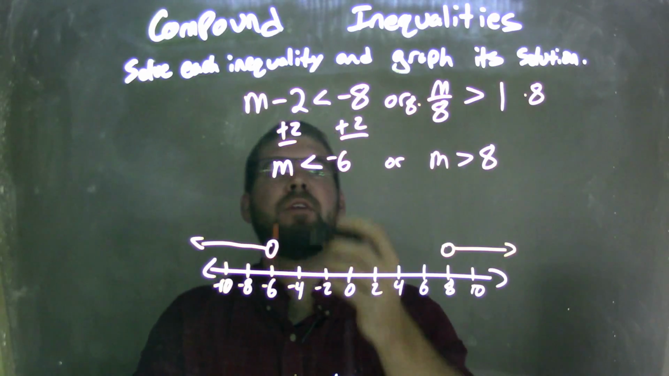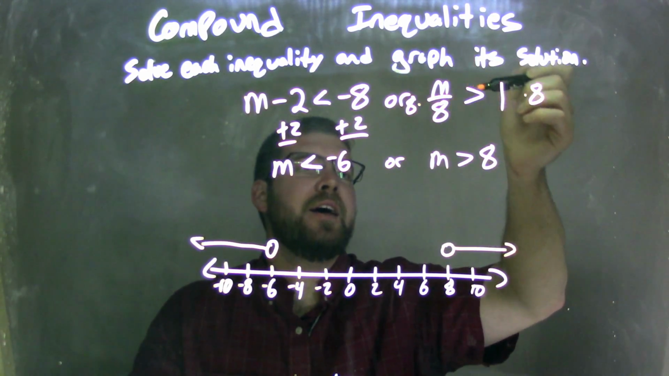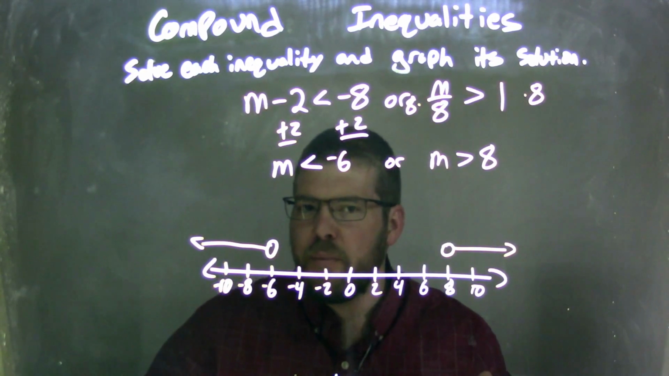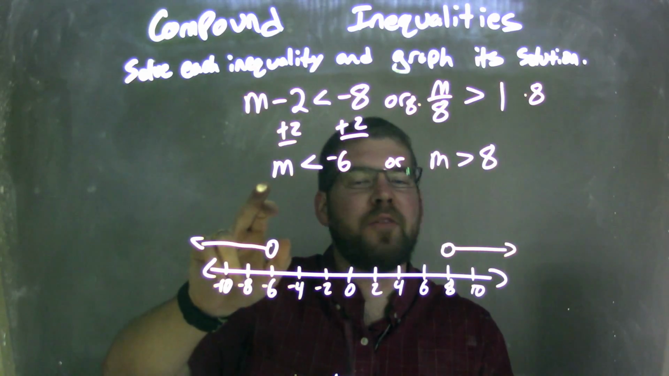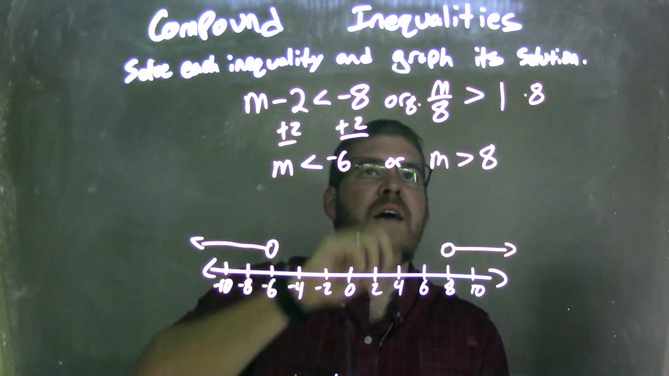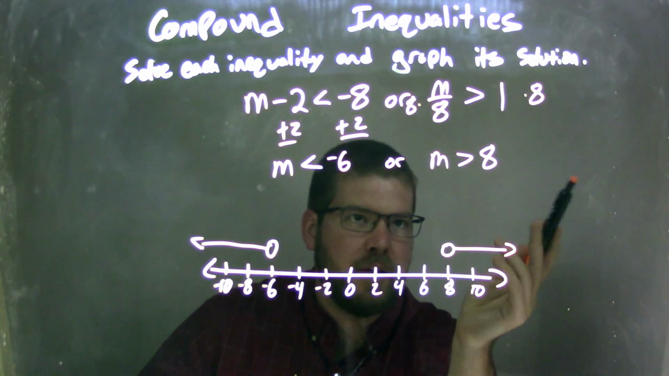So let's recap. We were given a compound inequality of m minus 2 is less than negative 8, or m over 8 is greater than 1. I solved each inequality individually to get m by itself. So I added a 2 to both sides, leaving me on the left, m is less than negative 6. And on the right, m is greater than 8, by multiplying both sides by 8, right?